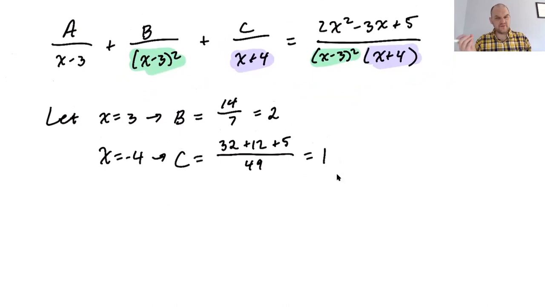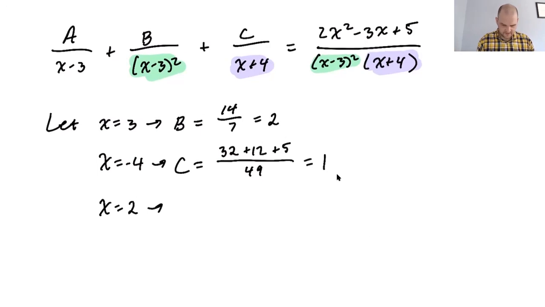I'm gonna choose, I don't know, 2? It's either 2 or 4, I feel like, are the best choices. I'm gonna choose 2, maybe I'll regret it, who knows. X equals 2. So if x equals 2, I get a over negative 1, so negative a. And the advantage of 2 is that 2 minus 3 is negative 1, but squared is positive 1, so I just get b here, so plus b.